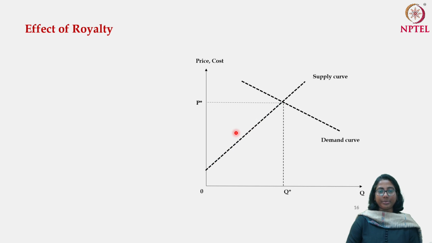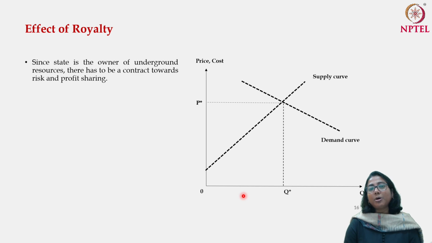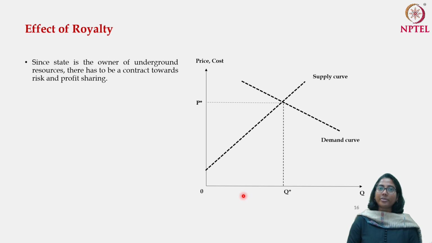Now, what does the government do? Where does the role of government come in? It actually follows the concept of this producer surplus. Why? When we think about fossil fuel, the state is the owner of the underground resources. So if you want to extract and produce fossil fuel based energy, you have to sign a contract with the state where you get the land on lease and then you carry on your exploration activities and so on. So there has to be a contract. What does the contract do?